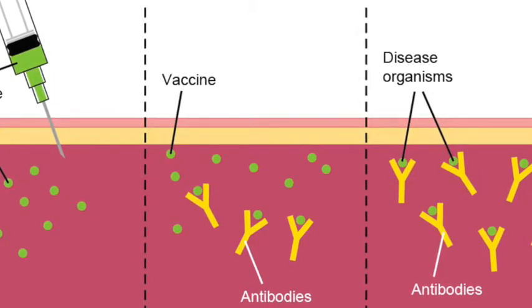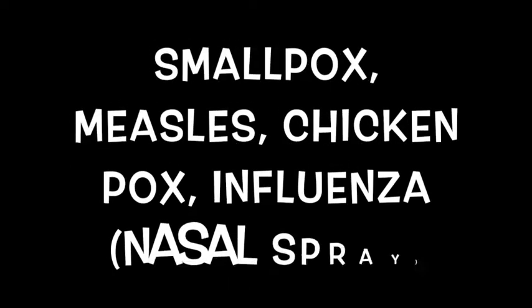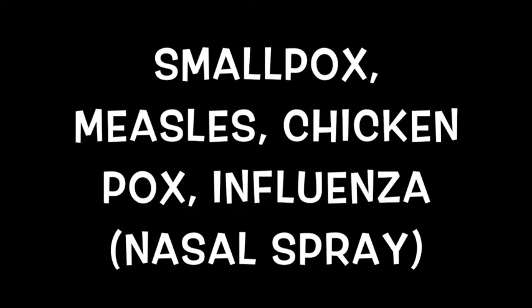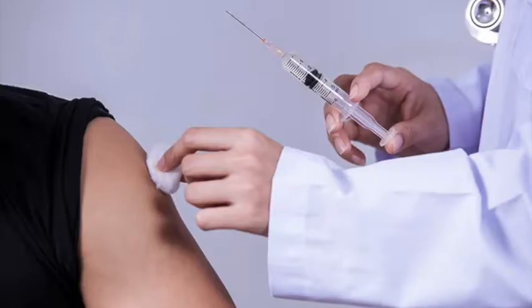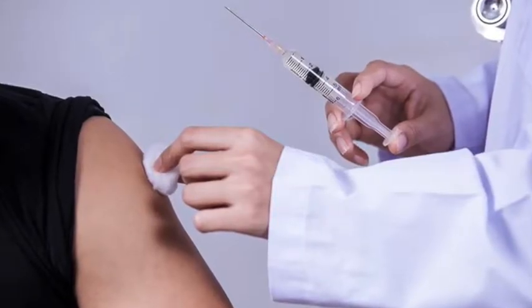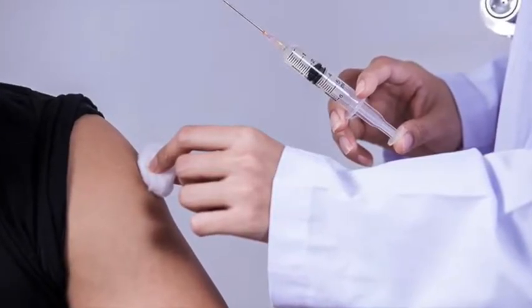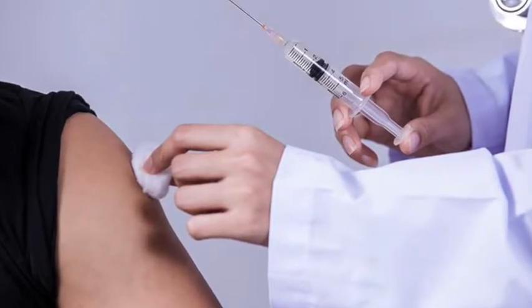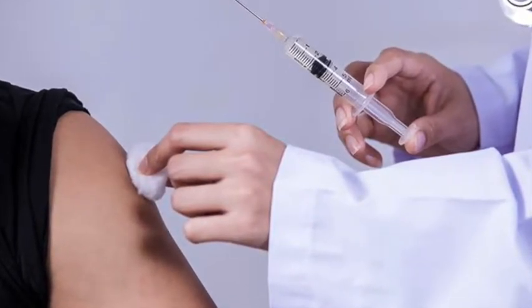Live virus vaccine. These types of vaccines are usually created through a series of cell cultures and include vaccinations for smallpox, measles, chickenpox, and influenza nasal spray. The smallpox vaccine was the first vaccine created. It was made by the observation that milkmaids that had cowpox did not later get smallpox.